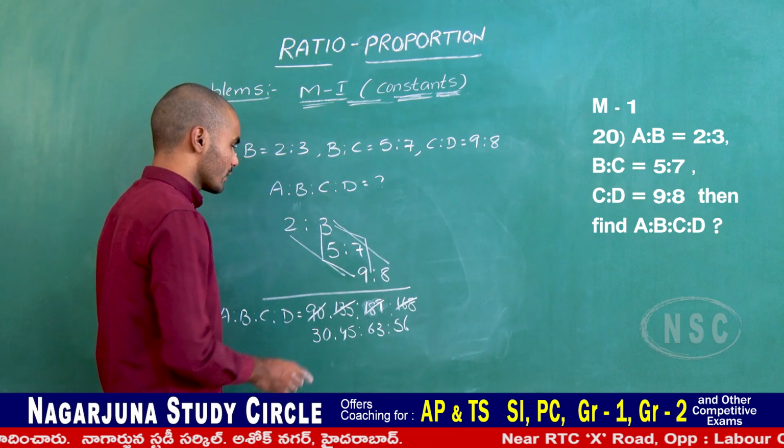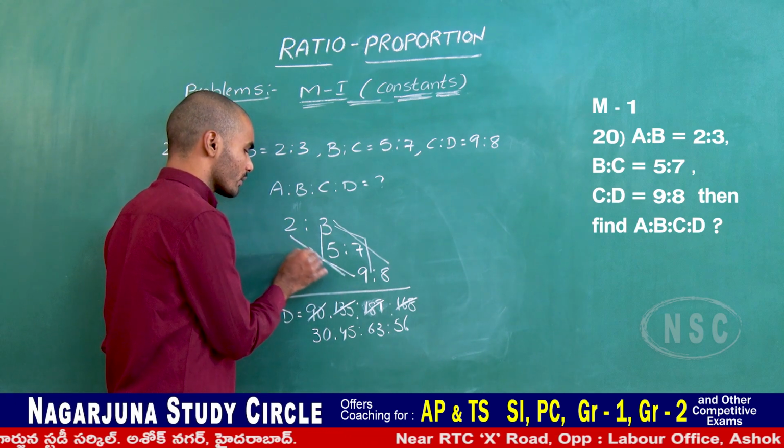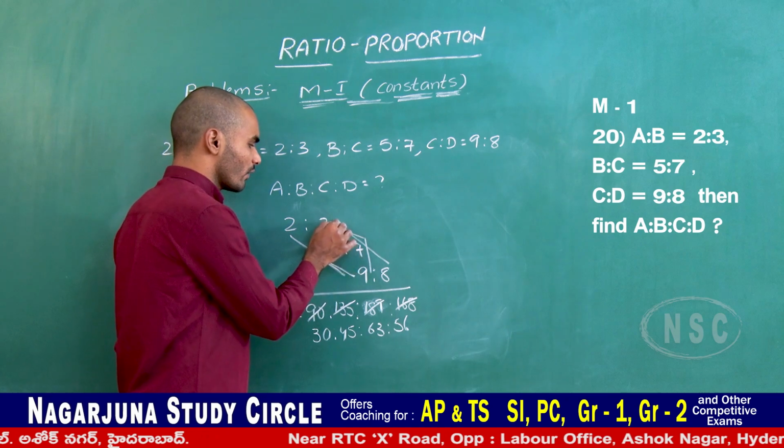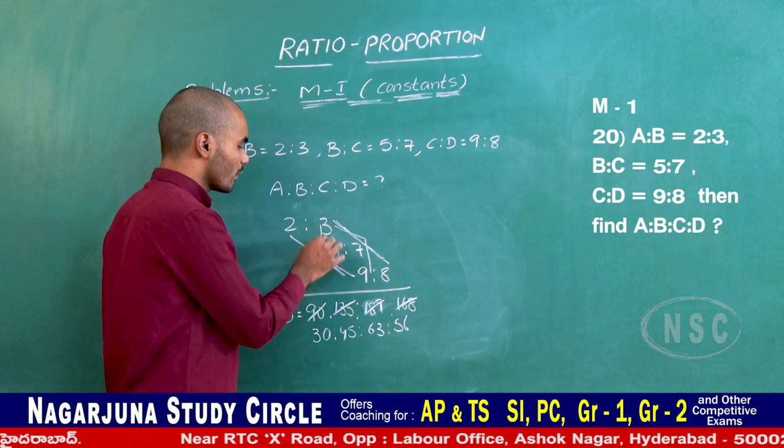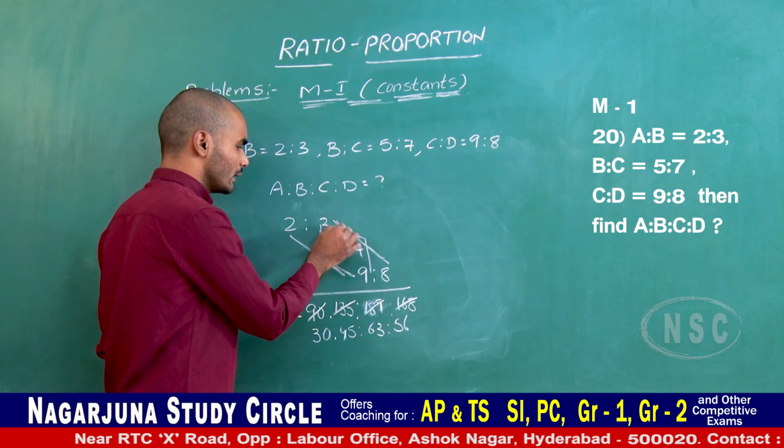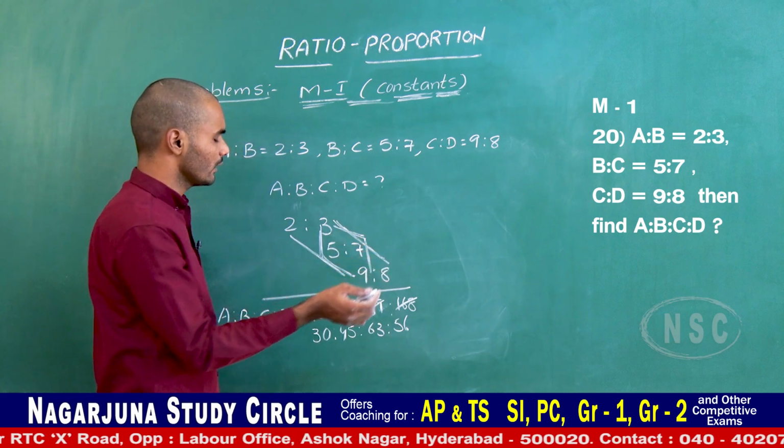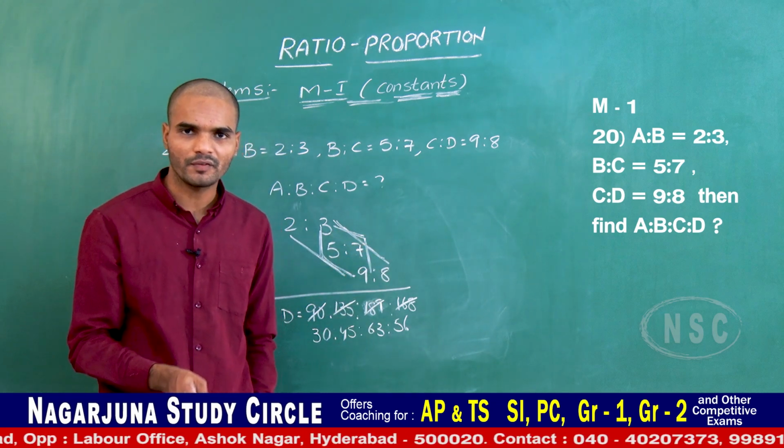Just observe this once. This is the product of first terms, A. This is the product of last terms, D. This is the product of the common term B. This is the product of the common term C. These are the values of A, B, C, D.